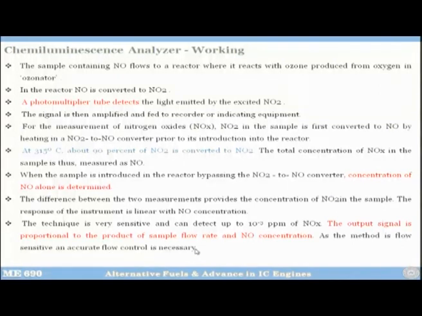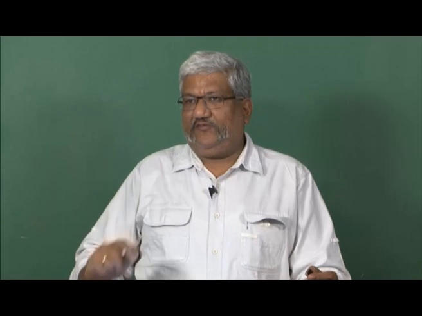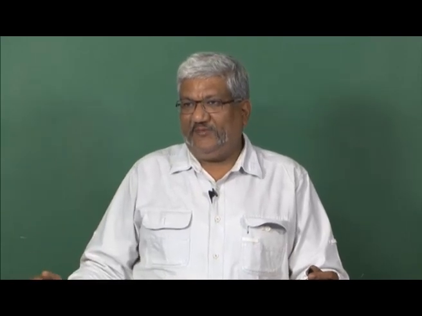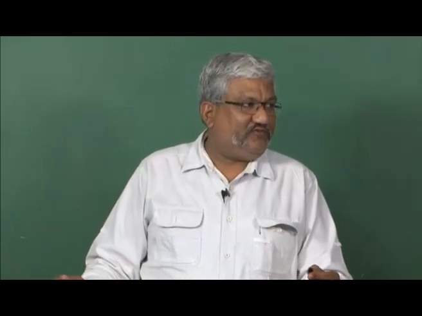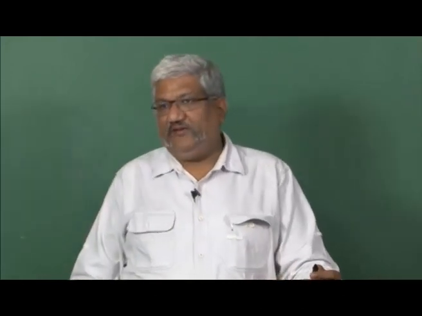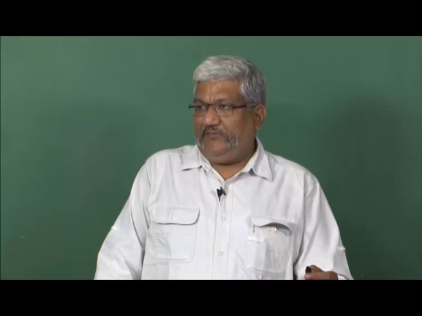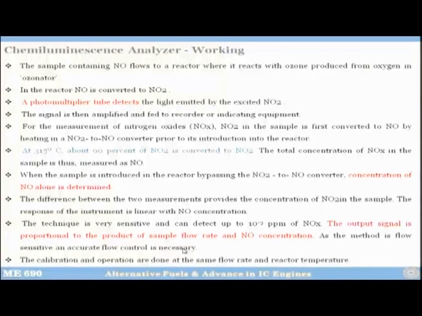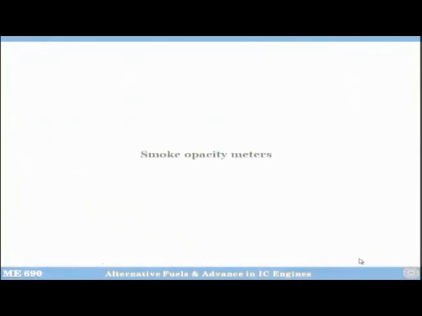So, if you are putting the sample in at a fast rate, obviously your detection will be more, but it does not mean that the sample has more NOx. The sample flow rate also needs to be controlled very, very precisely if you want to make a correct measurement. Calibration and operation are done with the same flow rate and same reactor temperature. Okay. Any question on the chemiluminescence detection method?